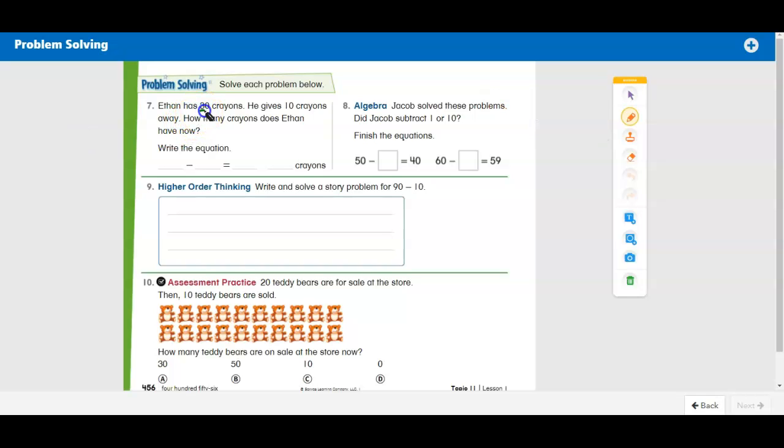It told us he had 30 crayons. He gave 10 away. We want to know how many does he have now. Write the total number of crayons he had, how many he gave away, and what is your answer when you subtract those 2 numbers? He will have blank crayons.